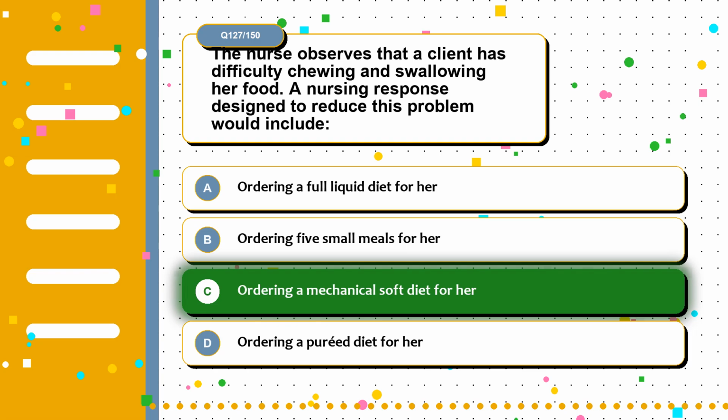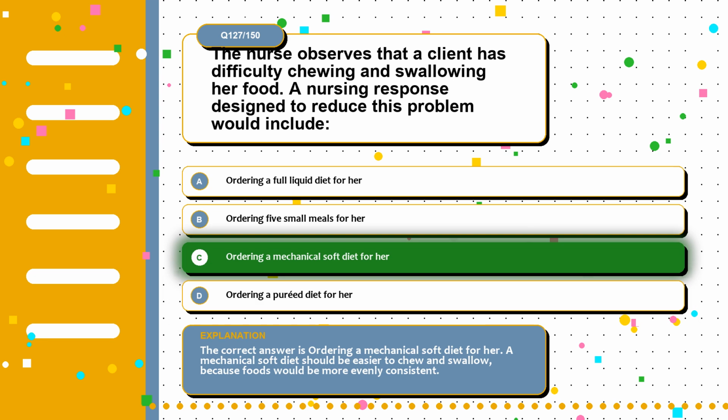The correct answer is option C. Ordering a mechanical soft diet for her. A mechanical soft diet should be easier to chew and swallow because foods would be more evenly consistent.